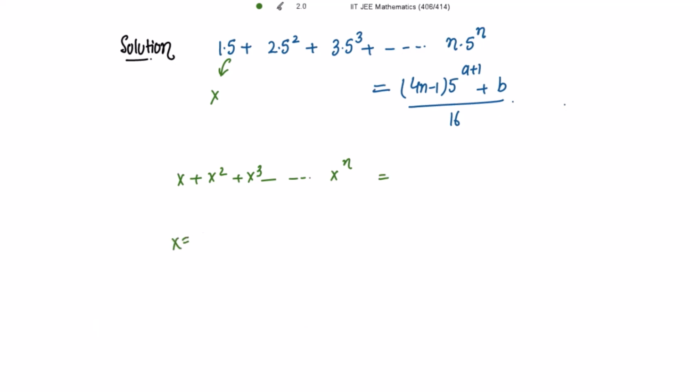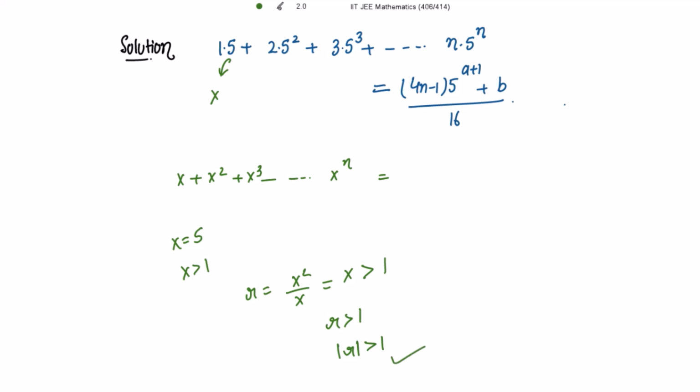Because we have taken x to be equal to 5, that is x is strictly greater than 1. So what is the common ratio? The common ratio is equal to second term divided by the first term, right? So this is x squared divided by x, that is equal to x, and x is greater than 1. That means the common ratio is strictly greater than 1. That is mod of r is strictly greater than 1.